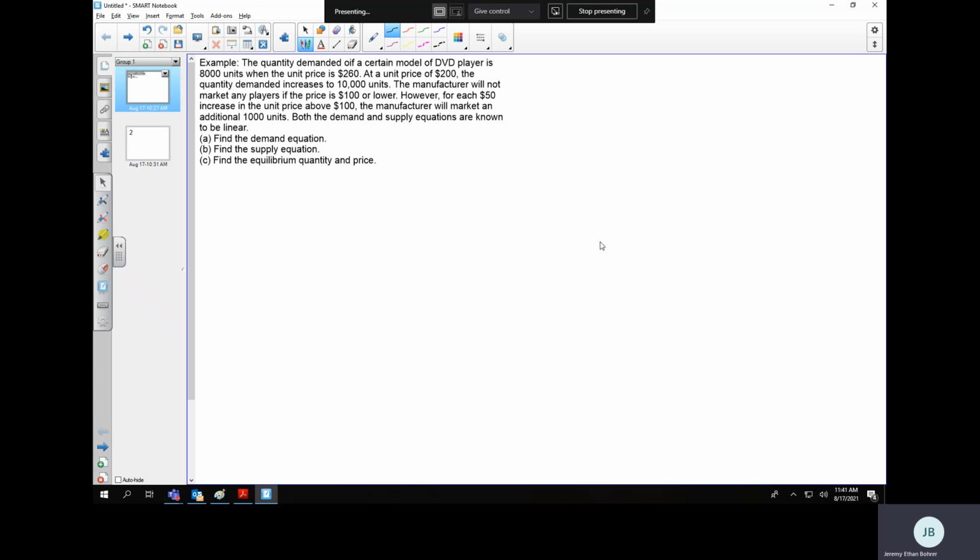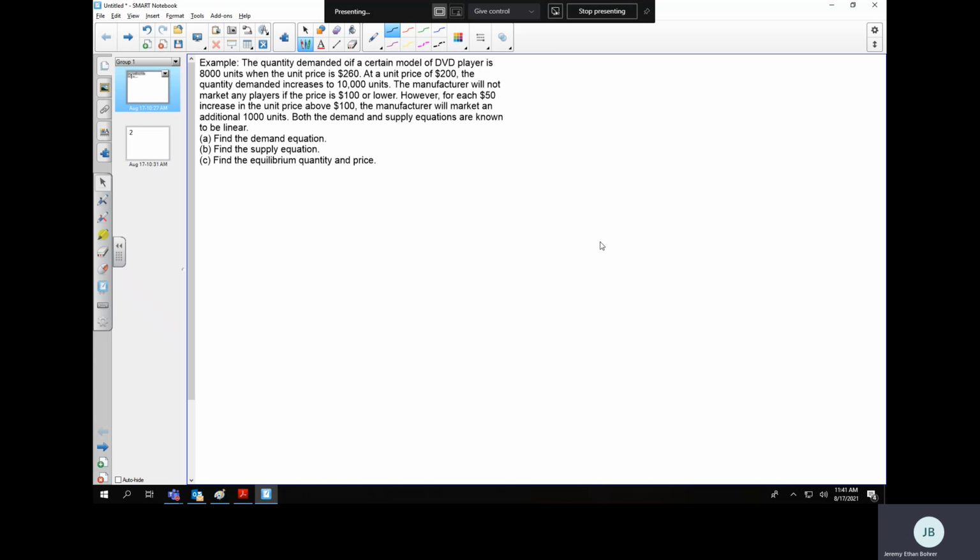So here's our problem. The quantity demanded of a certain model of DVD player is 8,000 units. This kind of dates the problem. When the unit price is $260. At the unit price of $200, the quantity demanded increases to 10,000 units. The manufacturer will not market any players if the price is $100 or lower. However, for each $50 increase in the unit price above $100, the manufacturer will market an additional 1,000 units. Both the demand and supply equations are known to be linear.